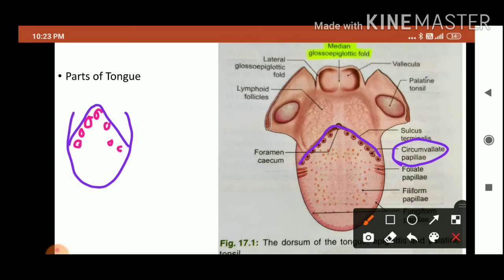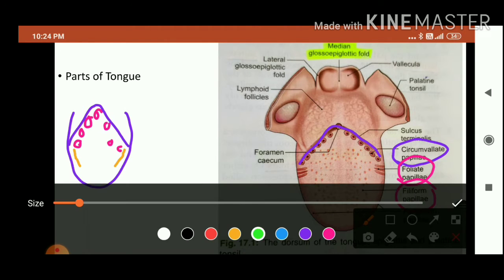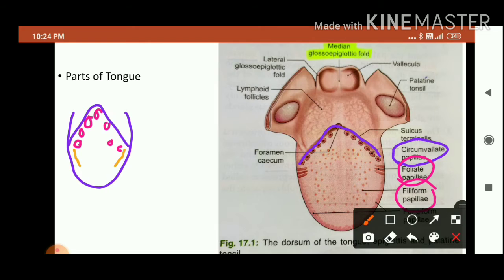Now we come to the foliate papilla and the filiform papilla. This is the foliate and filiform papilla. Both foliate and filiform papilla are present on the lateral margin of the tongue. But remember, foliate papilla are present just near the circumvallate papilla. On the other hand, the filiform papilla are predominantly present on the tip and the borders of the tongue, which is distal to the circumvallate papillae.